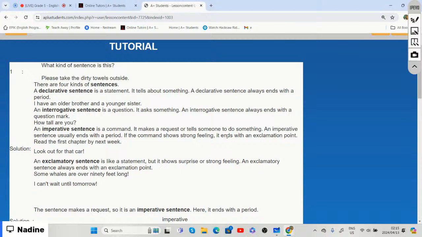All right. And then we have an exclamatory sentence, right? Well, before we go to an exclamatory sentence, we have, when it comes to an imperative sentence, right? Then an imperative sentence, it is basically a command. It is telling you to do something.